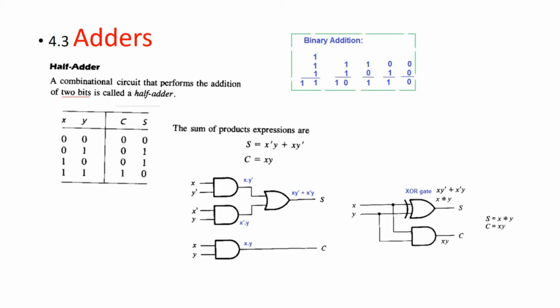And so this is the final answer. So I hope you have understood how to implement half adder circuit. And symbolically, instead of drawing this whole thing, we can just represent it like this. Two inputs A and B and two outputs carry and sum.